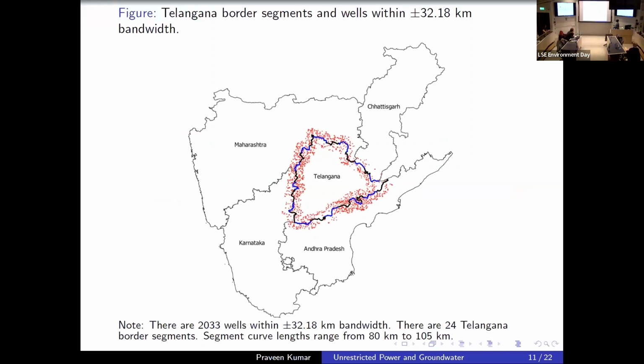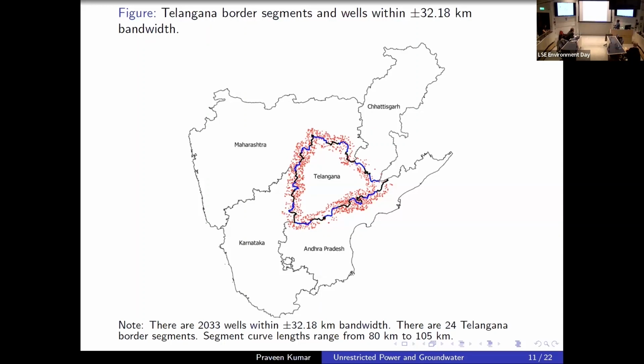This is the figure showing Telangana in the center, and all the neighbor states. These red dotted points are measuring wells in the border area. There are 2033 wells in a 32-kilometer bandwidth. So I'm only showing the border wells in Telangana, and these are all the neighbor states: Chhattisgarh, Andhra Pradesh, Karnataka, and Maharashtra.